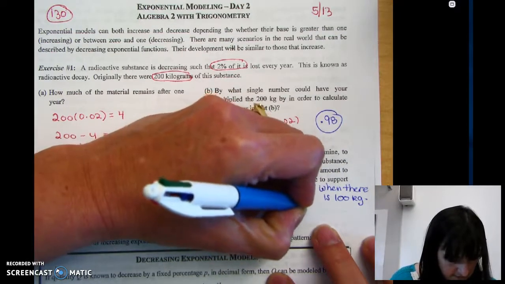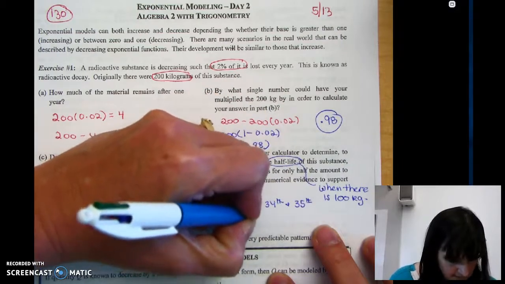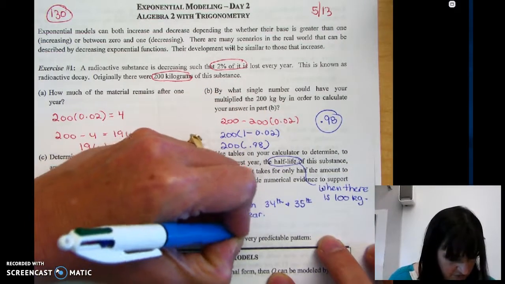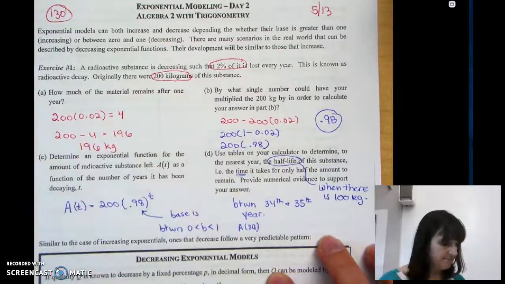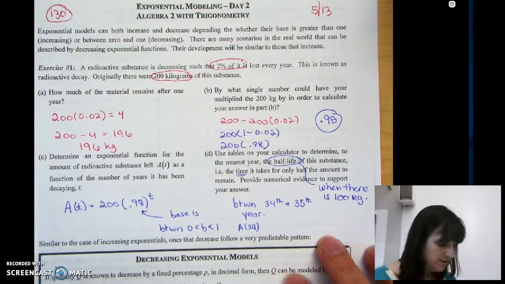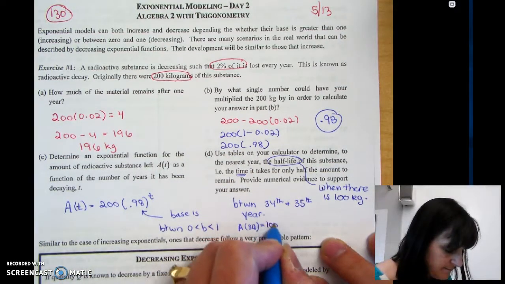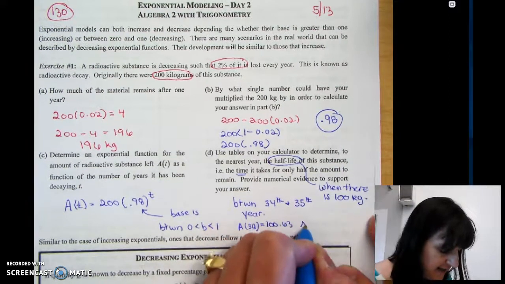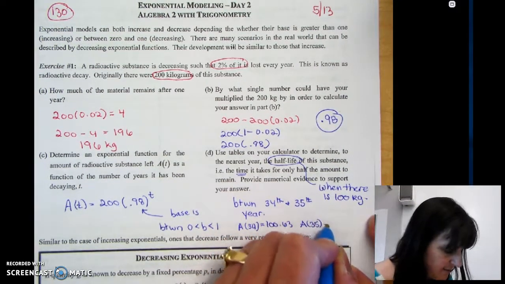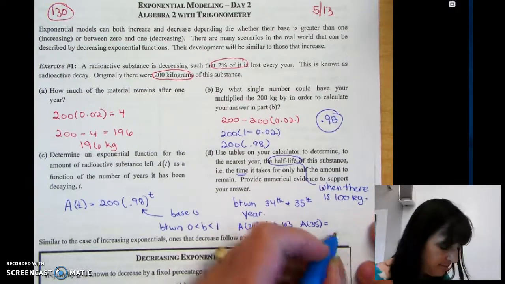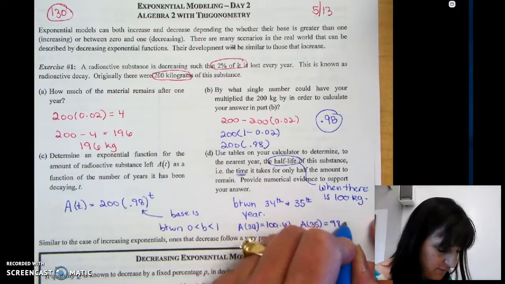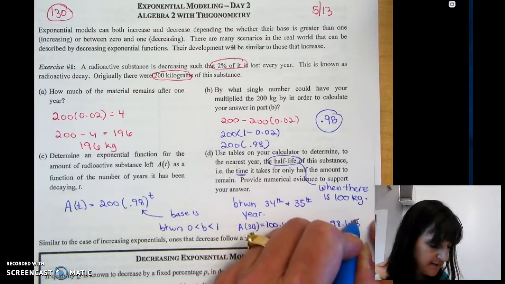So I'll write that on my notes. And that's because A of 34 from my calculator was 100.63. And A of 35 from the calculator was 98.615. Those are rounded, by the way, to 3 decimal places.